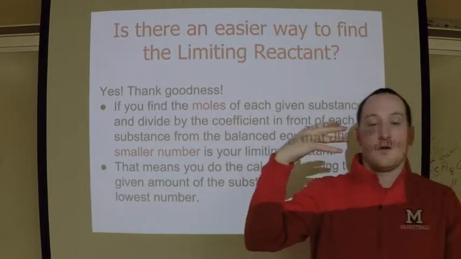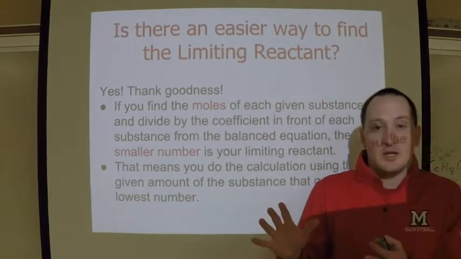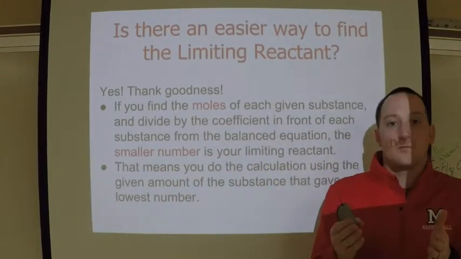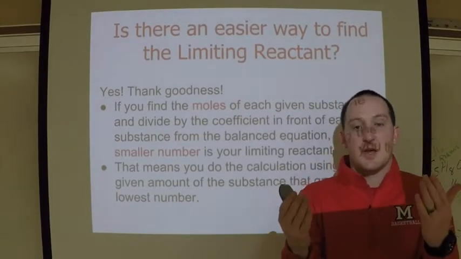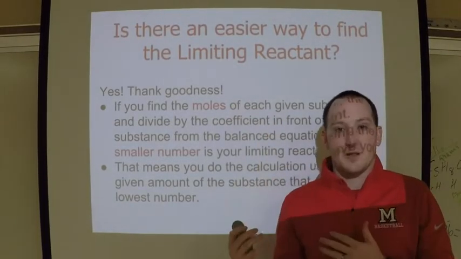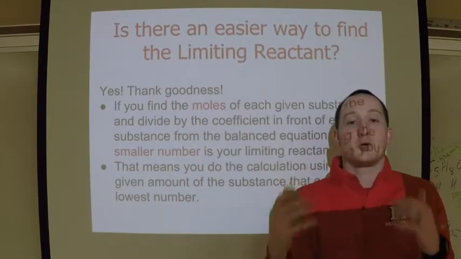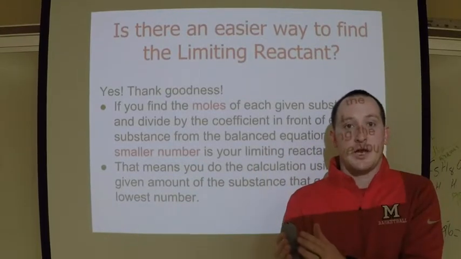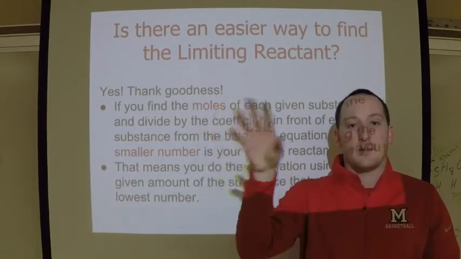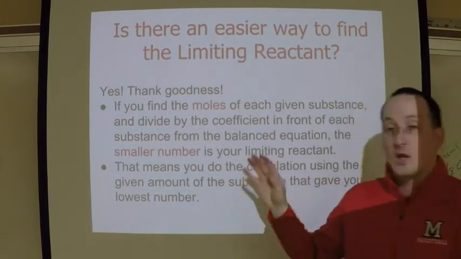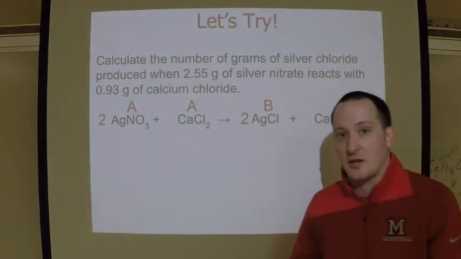Okay, so the shorter way to do it is find moles of each of my given substances and divide by their coefficient from the balanced equation. The one that produces the smallest number is my limiting reactant, and that's the one that I'm going to use the given amount for. So let's walk through that. I'm going to show you exactly how to do that.